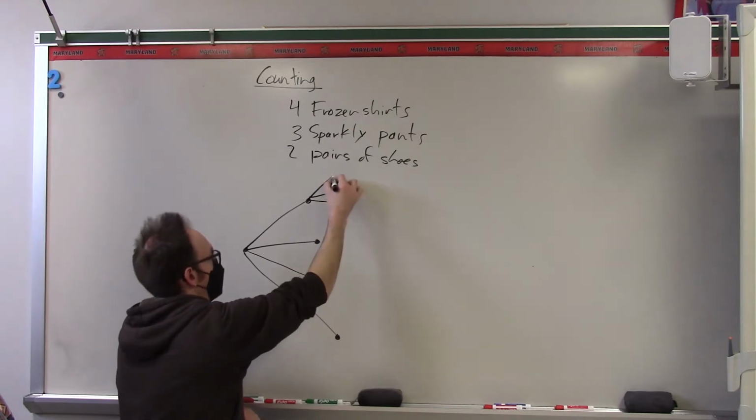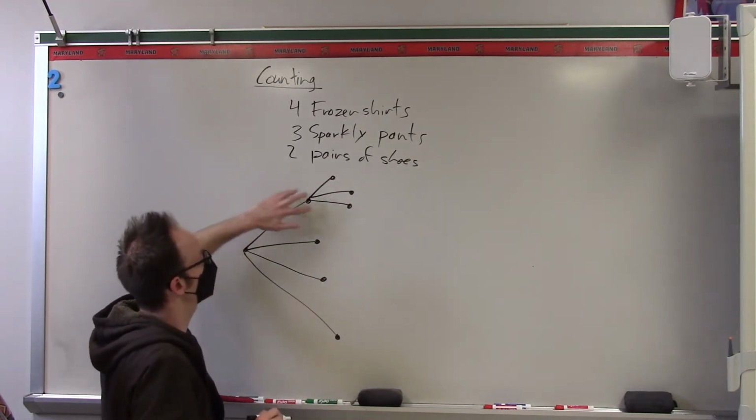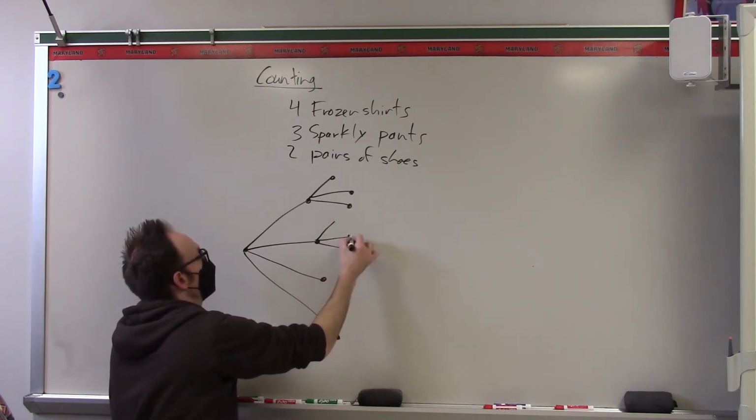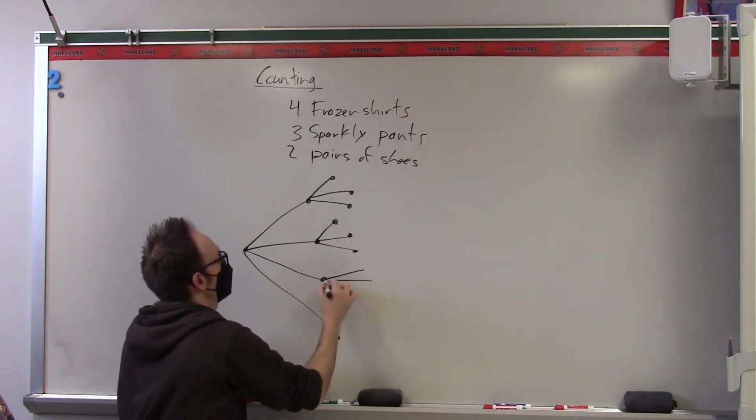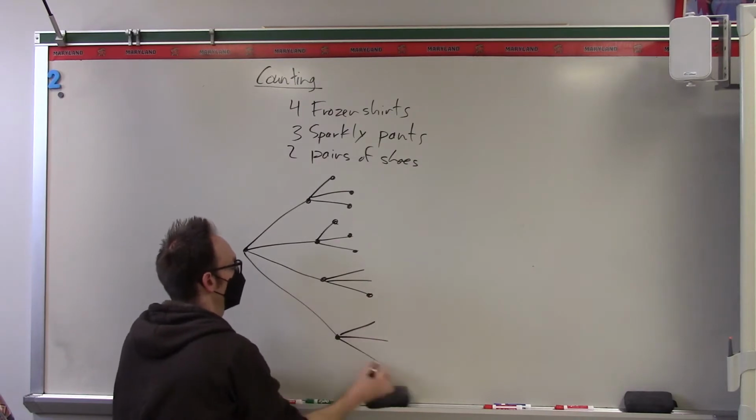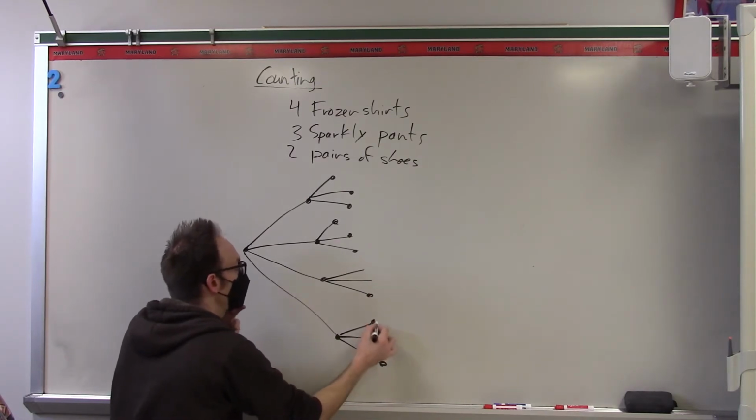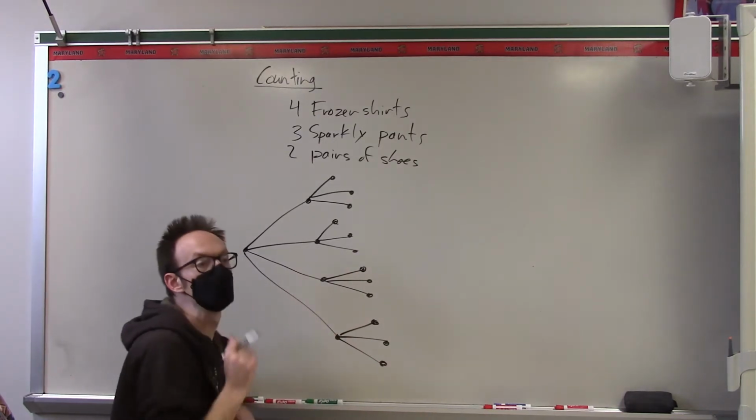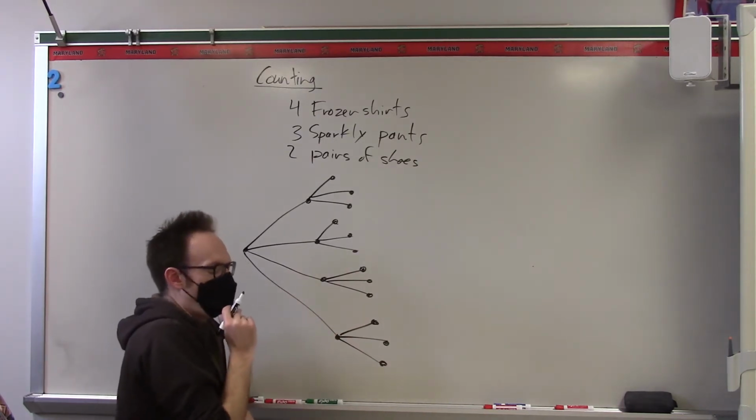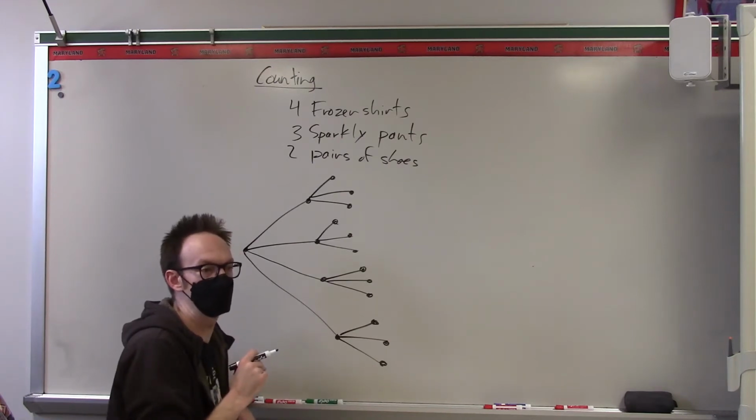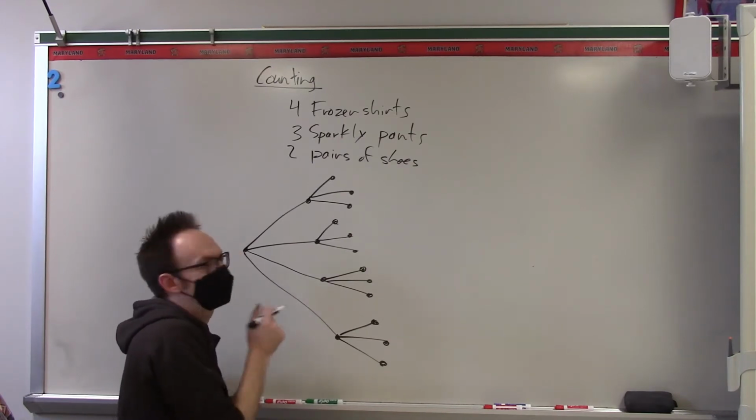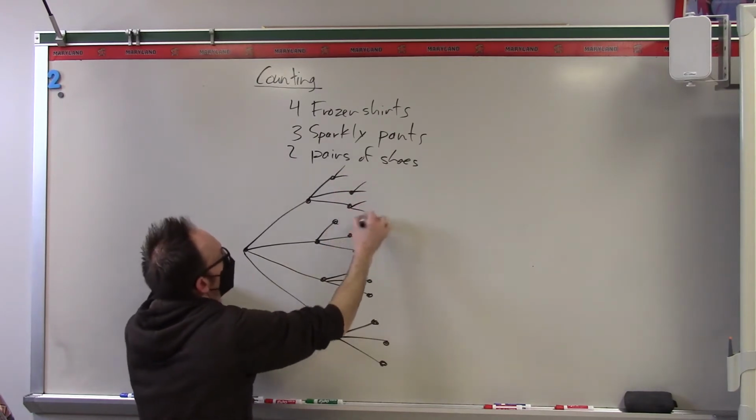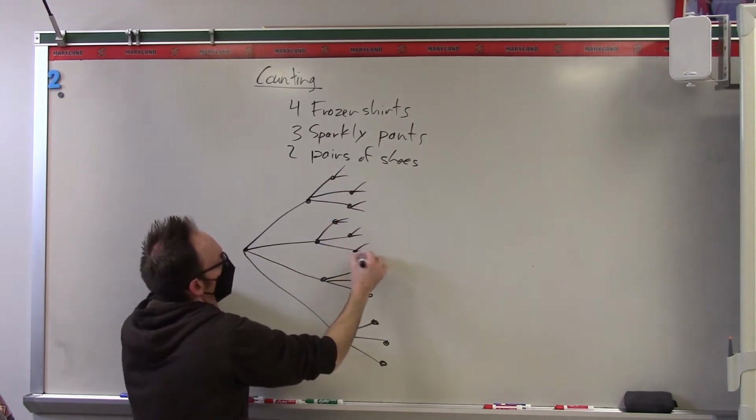And if we chose the first shirt, we still have 3 choices for sparkly pants. If we chose the second shirt, we also have 3 choices. If we chose the third shirt, we also have 3 choices, and also 3 choices here. In other words, for each choice of shirt, there are 3 choices of sparkly pants. Agreed? Okay, and then a pair of shoes, and there are 2 choices for what pair of shoes she wears.